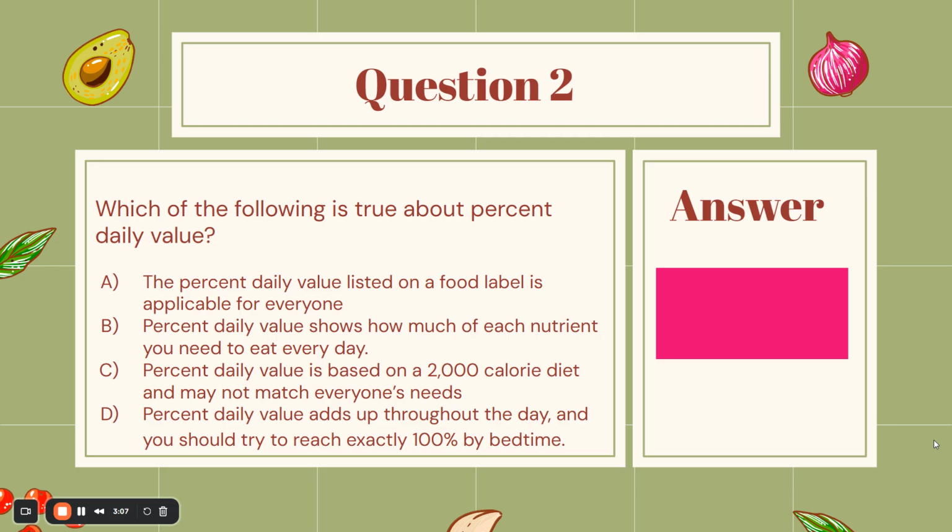Question 2. Which of the following is true about percent daily value? A. The percent daily value listed on a food label is applicable for everyone. B. Percent daily value shows how much of each nutrient you need to eat every day. C. Percent daily value is based on a 2,000 calorie diet and may not match everyone's needs. Or D. Percent daily value adds up throughout the day, and you should try to reach exactly 100% by bedtime. The answer to this one is C.